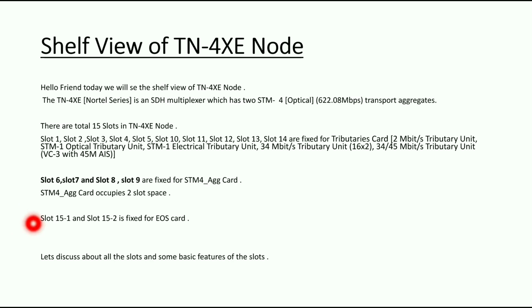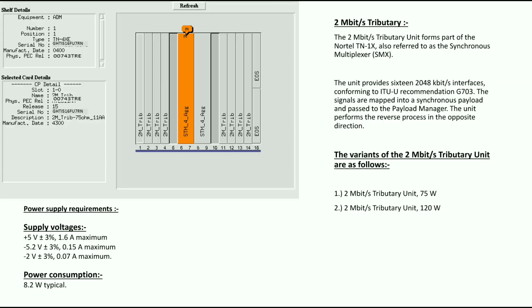So let's discuss all the slots and some basic features of the slots. This is the basic shelf view of the TN4XE node. On the left hand side, shelf details and selected card details are shown. When you select any card, it shows the card details. Right now we are selecting the 2M card, and this is showing slot 10. Here are the card name, physical pack, release, serial number, and all this description.